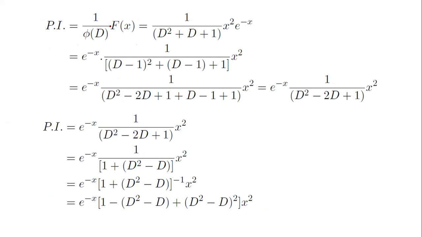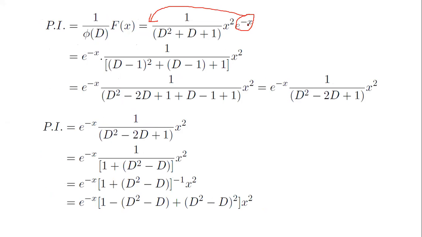Then you can see that particular integral equals 1 by phi of D into F of x, that is equal to 1 by D square plus D plus 1 of x square e power minus x. As I told, e power minus x we can take out here.